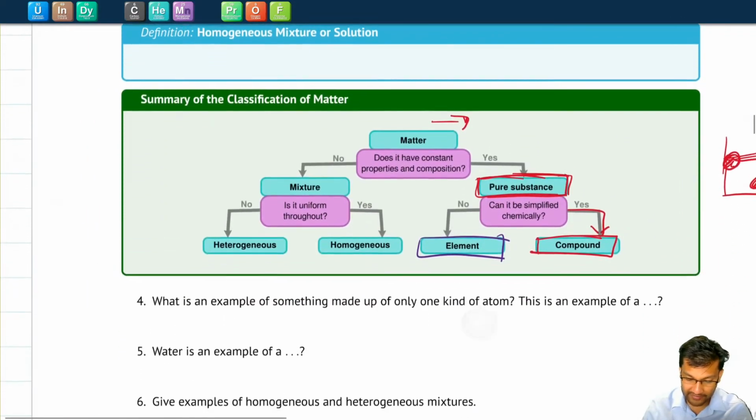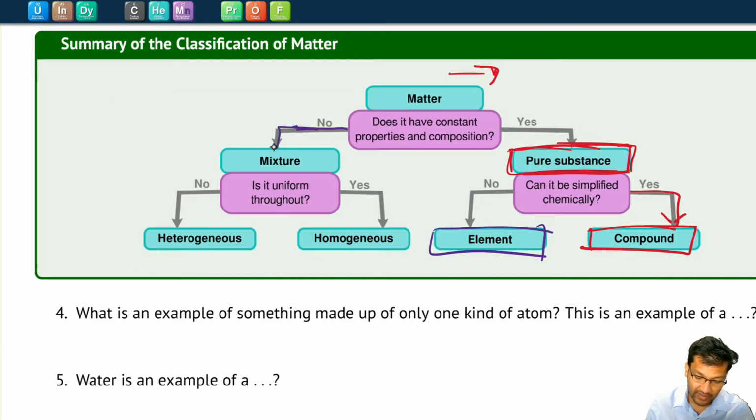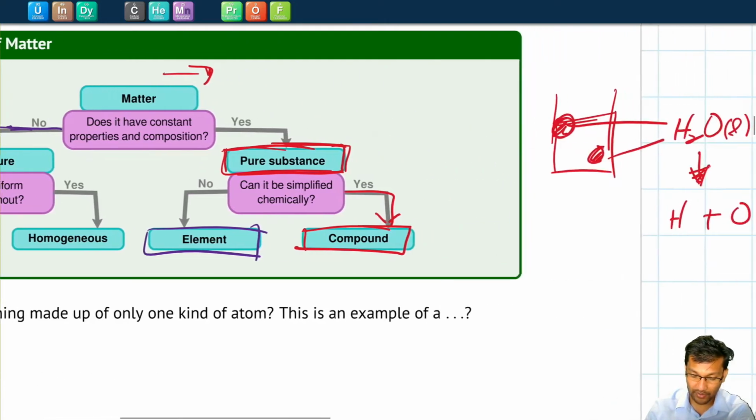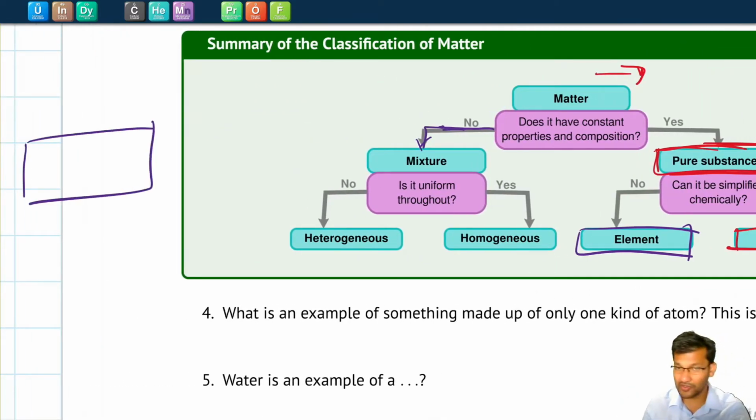Okay, now let's look at the left-hand side of this flowchart, where the material or the substance does not have constant composition or properties, meaning it changes from point to point. An example for this would be, let's say, concrete. If you were to zoom in on different parts of concrete, even though it looks like it's made up of the same consistent thing throughout, you might find, for example, sand at one point if you zoom into the atomic level, whereas at another point you might find little stones with different composition, different atoms. So that's an example of a mixture.